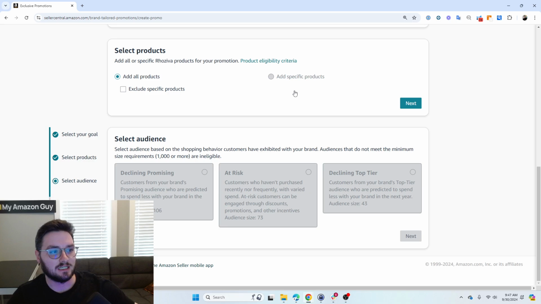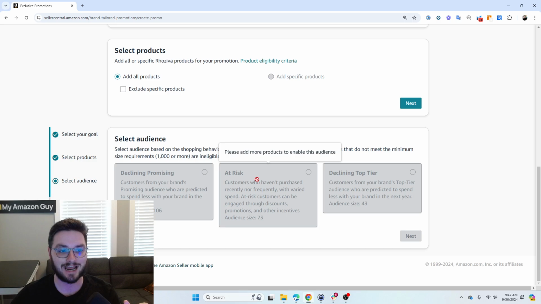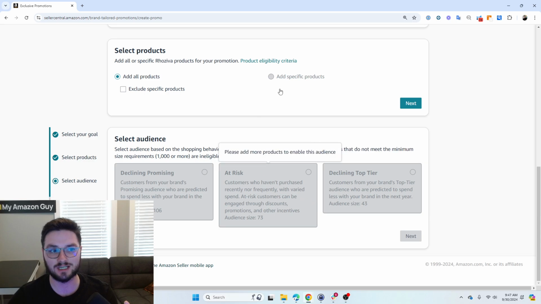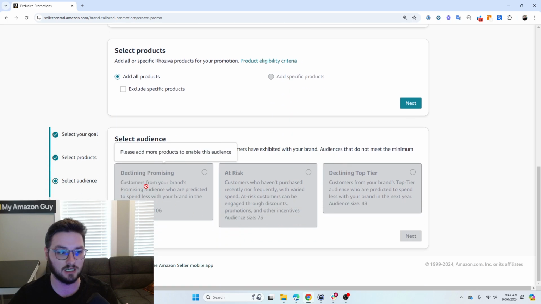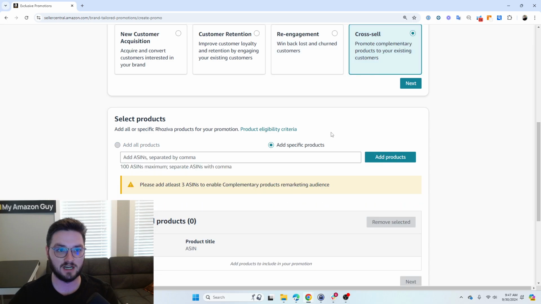Next, we have re-engagement. So for all products under re-engagement, we have declining, promising, at risk, and declining top tier. These are ones that we already had beforehand. We know about those, and you cannot select specific products. So for re-engagement purposes, we have only these three, and we have to stick with those three. Then finally, we have cross-sell.